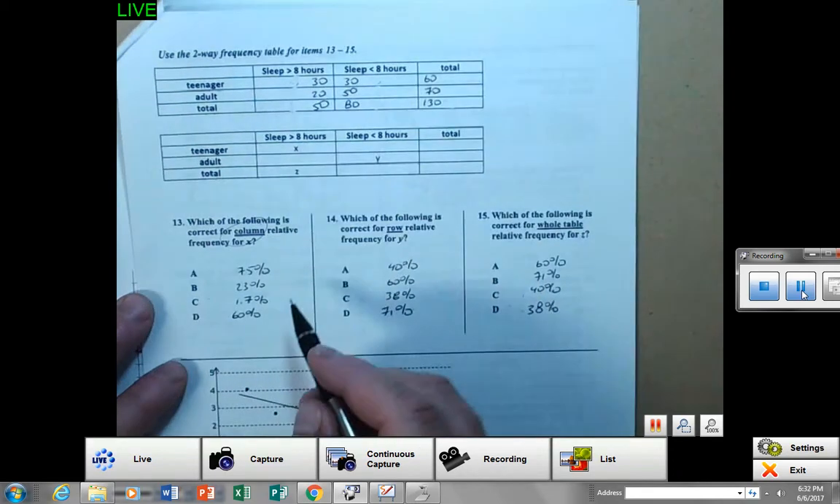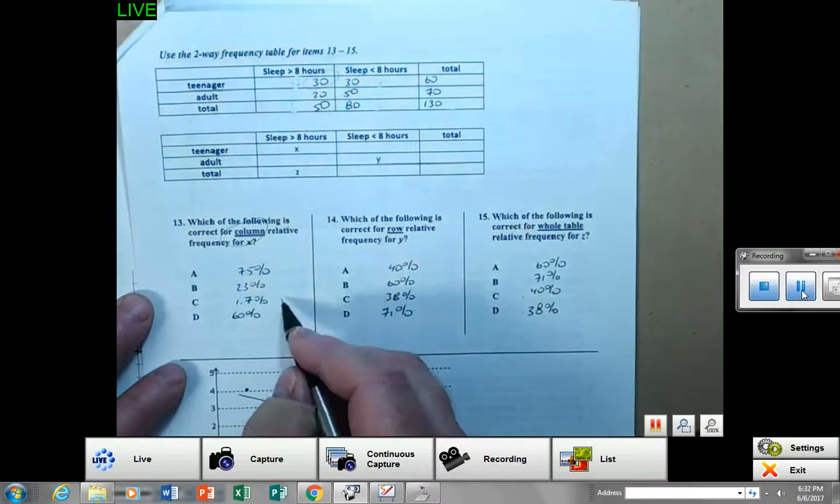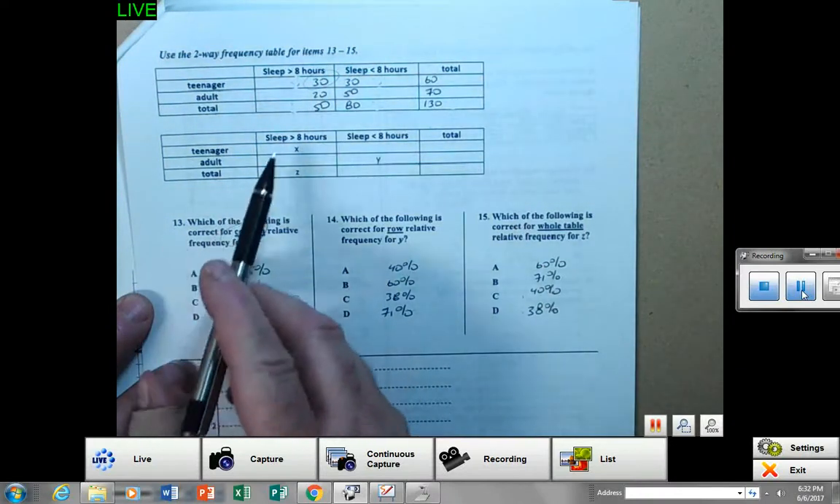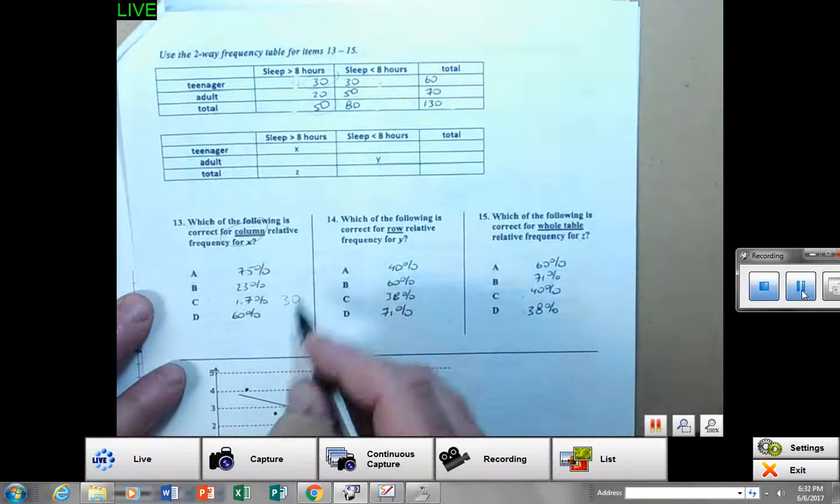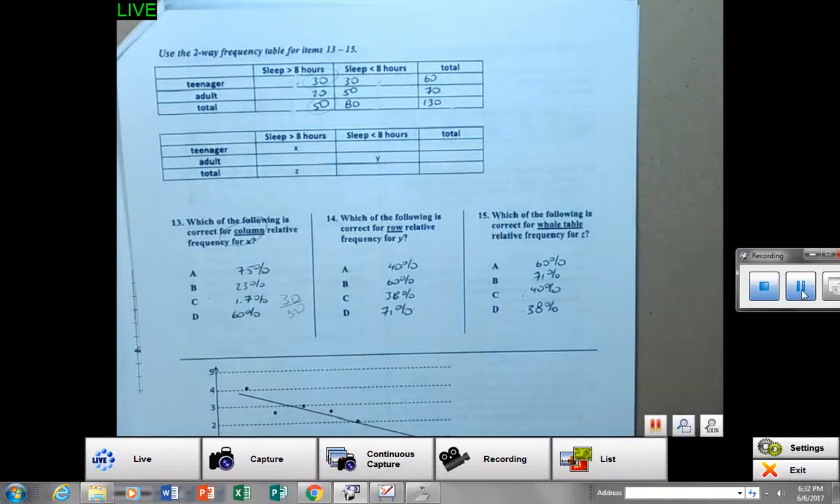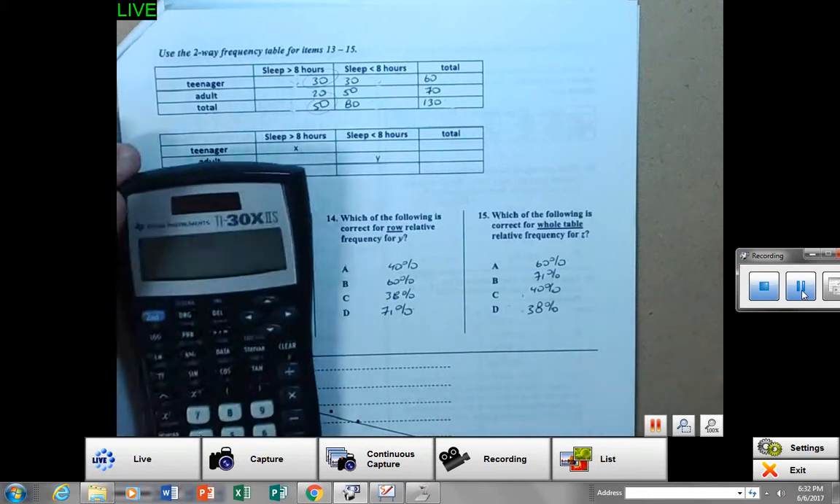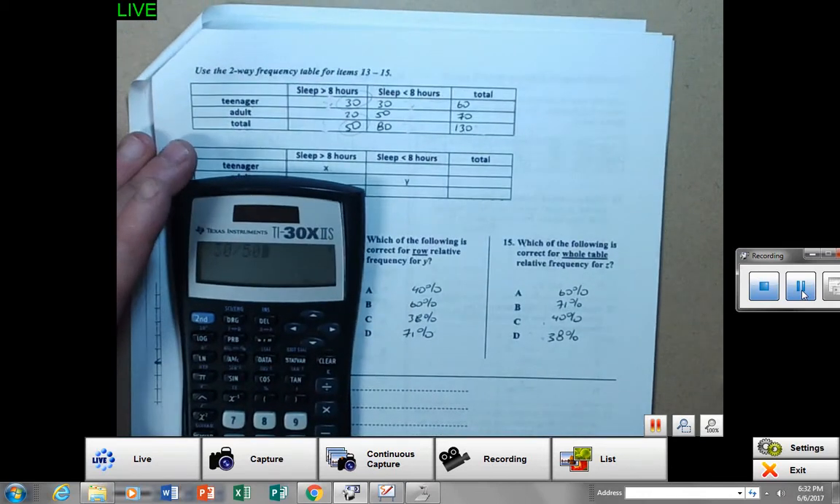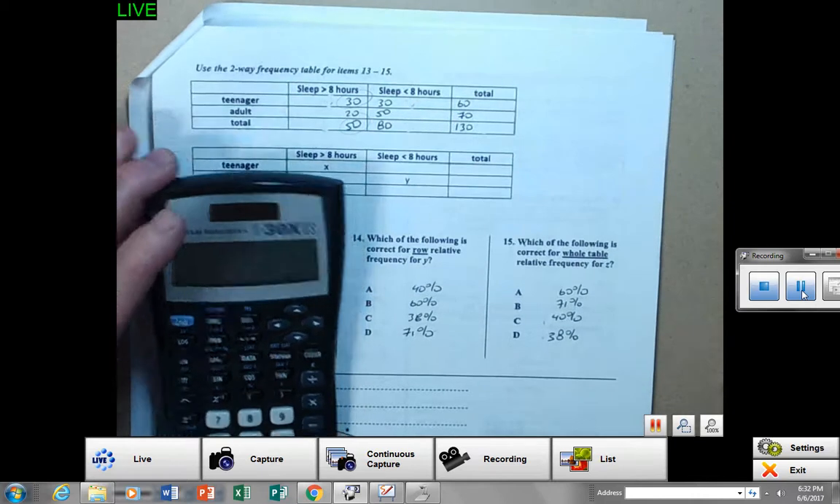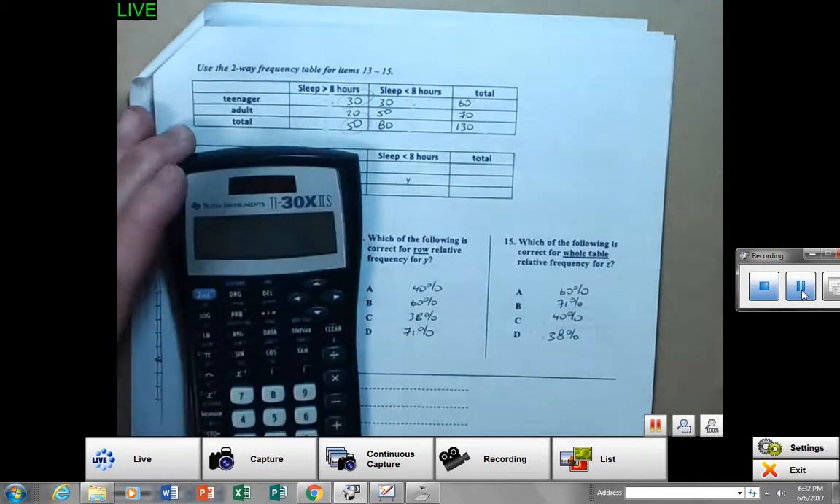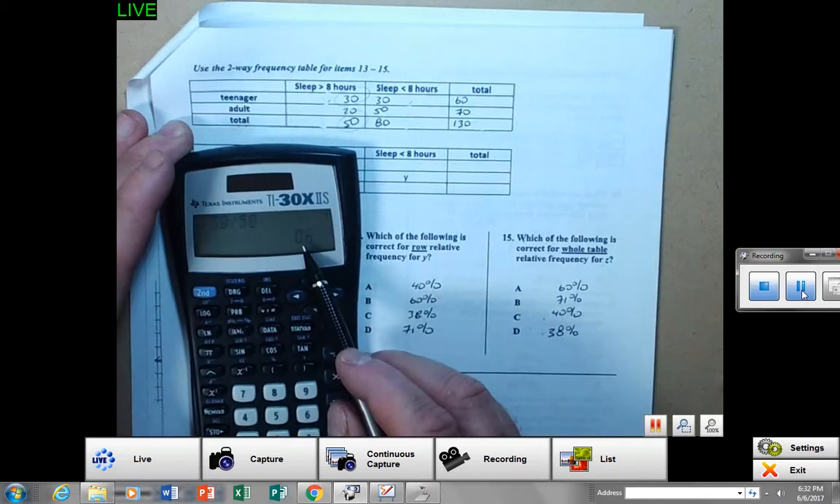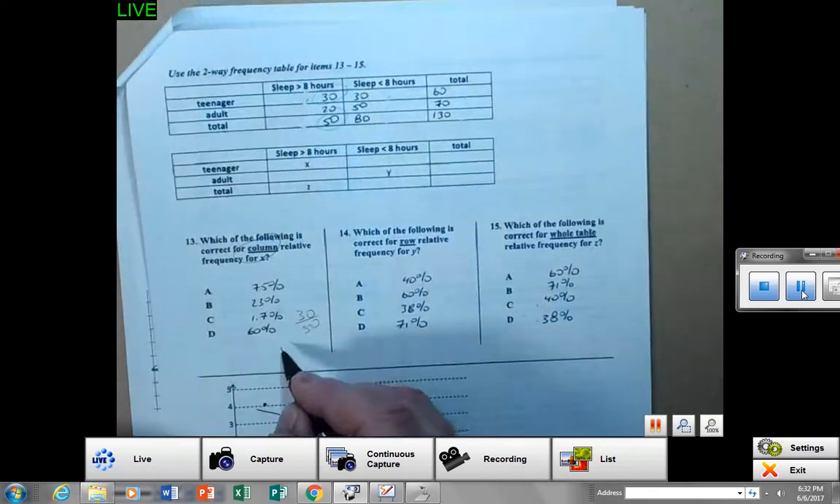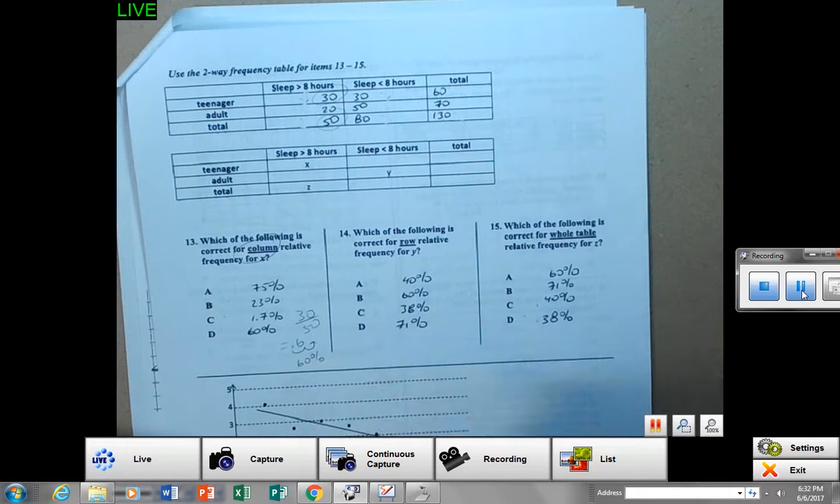So for this one, taking 30, which is X, and dividing by the total of that column, that's 50. So on my calculator first, I type in 30. I hit the division button second, and then I type in 50. The calculator should give you something like that. 30 first, divided by second, 50, equals, gives me 0.6, which moved twice to the right gives me 60%. All right, 14.